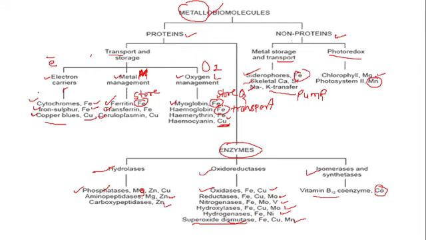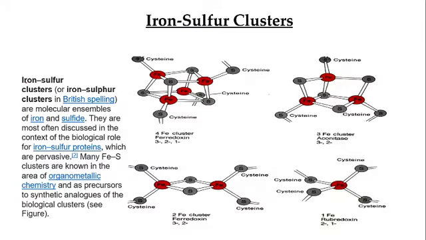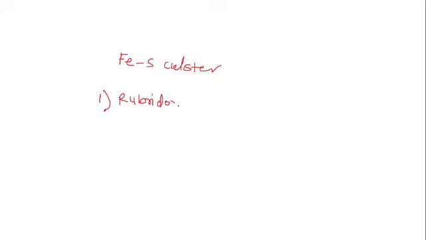Okay, let's start with the first biomolecule which we will learn in detail. That is what? Electron carrier biomolecule, called iron sulfur cluster. These iron sulfur clusters contain iron and sulfide. Okay, these iron sulfur clusters are mainly divided into two types. Here, FeS clusters are divided into two types. First, called rubredoxin, and the second type, called ferredoxin.